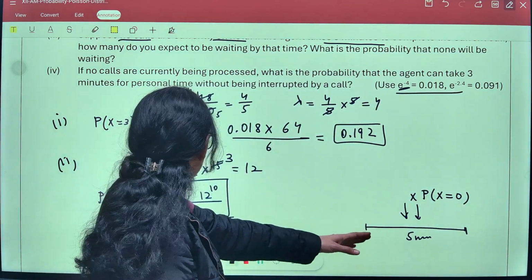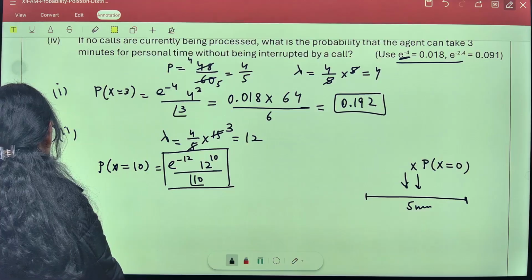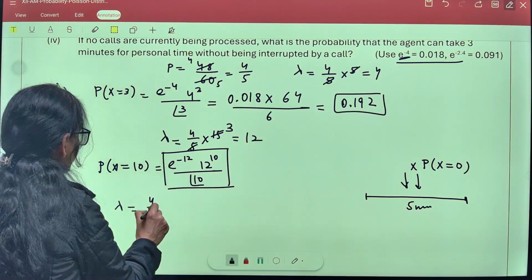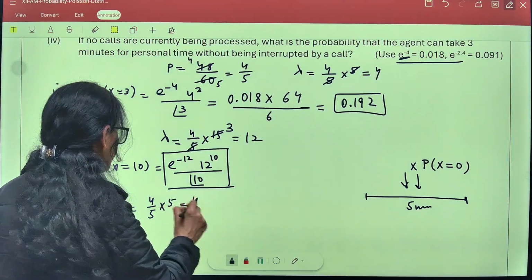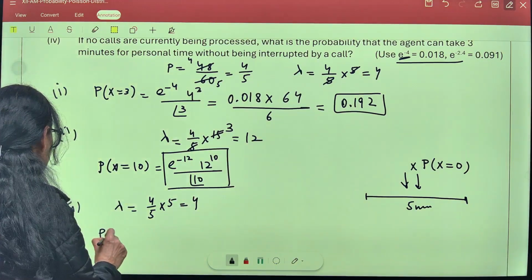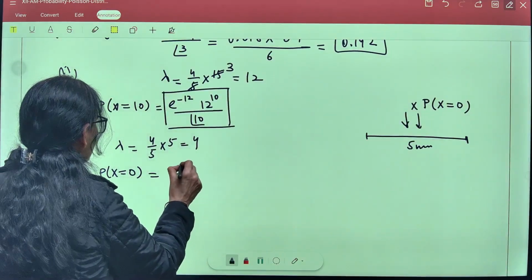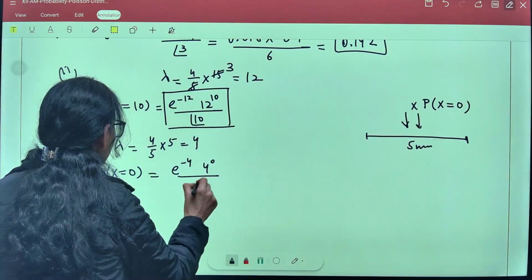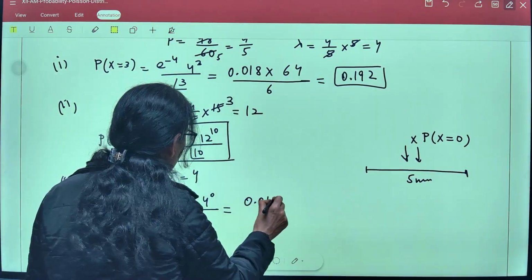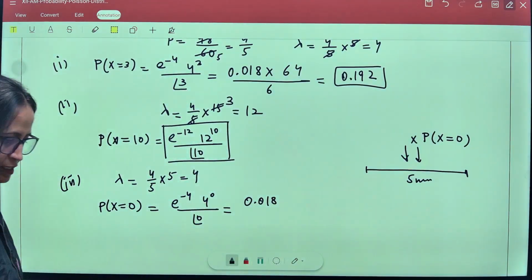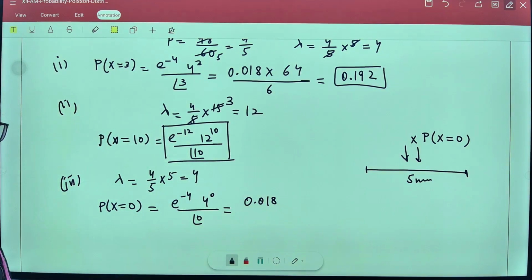Now for n as 5, we need to first find the value of lambda. So the first step should always be to find the correct value of lambda. Lambda is going to be 4 by 5 into 5, and that comes out to be 4. So probability for x being equal to 0 is going to be e raised to power minus 4, 4 to the power 0 upon 0 factorial, and you are given the value of e raised to power minus 4 which is 0.018. So this is the probability of no waiting call in this duration of 5 minutes.